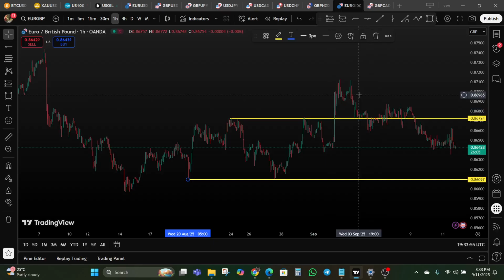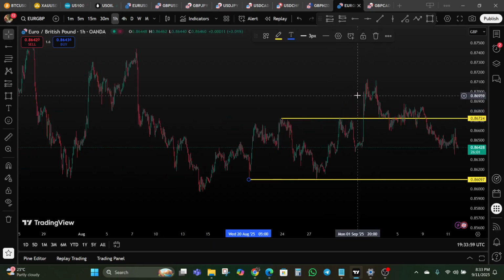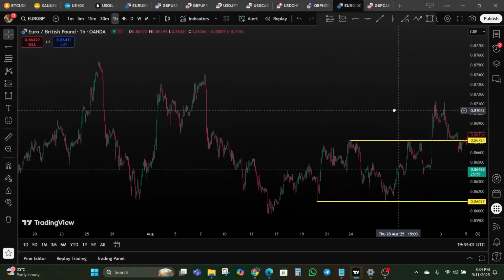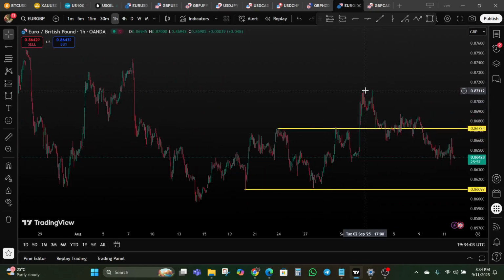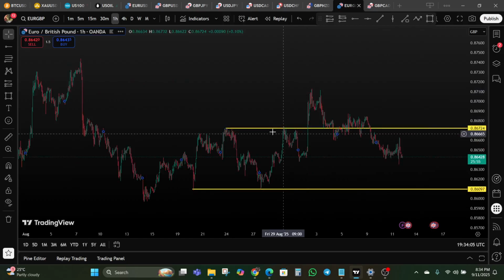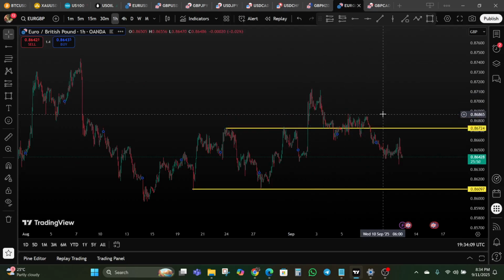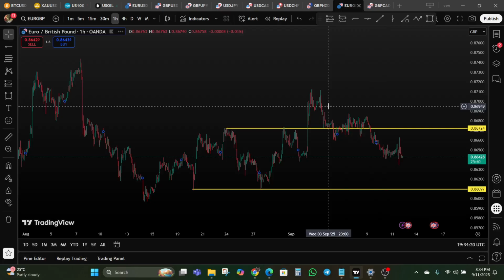So the second concept is the stop hunt. Before institutions commit to a move, they often drive price beyond a key level to trigger retail stops. So this creates the liquidity needed for their trades. For us, recognizing these sweeps can give early clues about the true direction of the market.